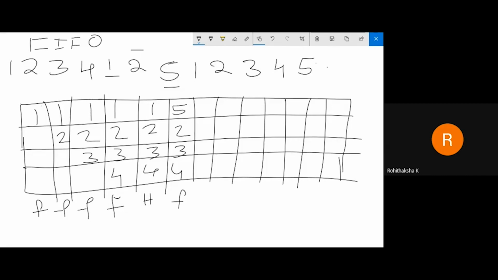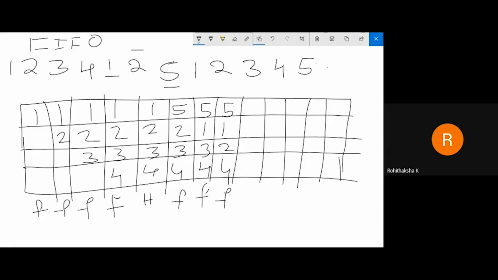The next one is 1. Page 1 is not there in the page table, so you have to replace. Now you replace that with 2, so it becomes 5, 1, 3, 4, and you mark it as a page fault. Now if you take 2, 2 is also not there, so replace 1 with page number 3. So 2 and 4, and mark it as a page fault.